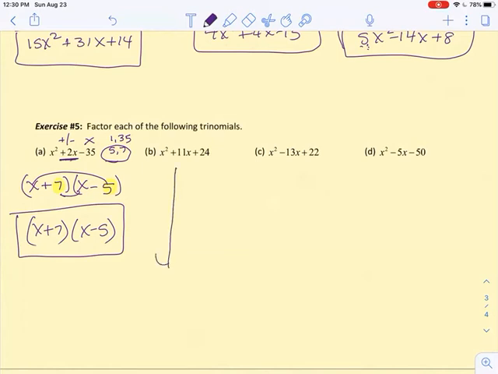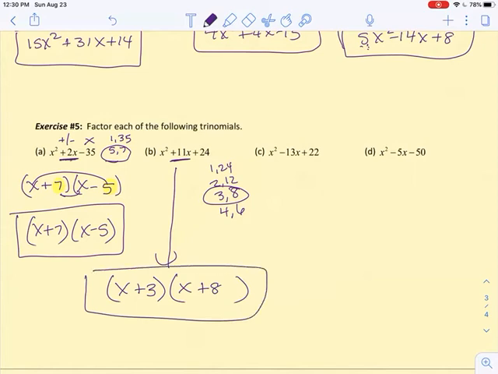So let's try b. I'm going to do b down here so I have a little bit more room. So x times x is x squared. Now I'm thinking of the factors of 24. 1 and 24, 2 and 12. You can write these down. You can think of them in your head. These are my factors of 24. Which of these will give me an 11 as a middle term? Well, the 8 and the 3 will give me an 11 as a middle term. And it would be positive 3 and positive 8. And that's it. That's my answer.